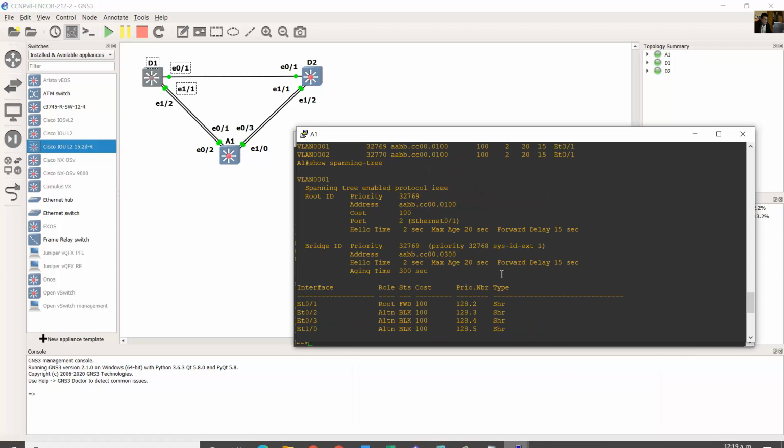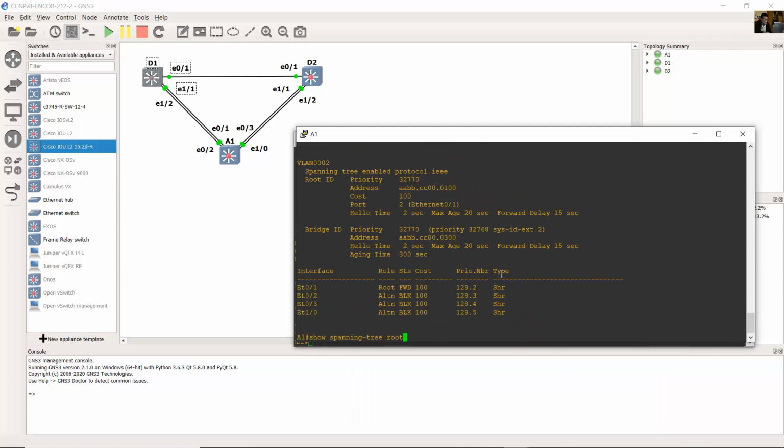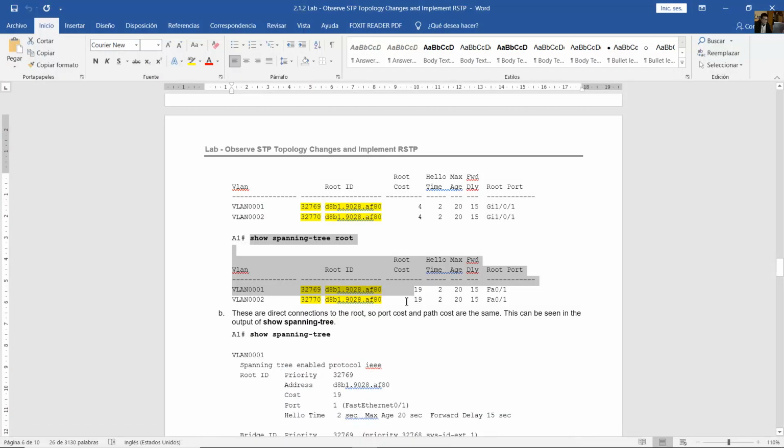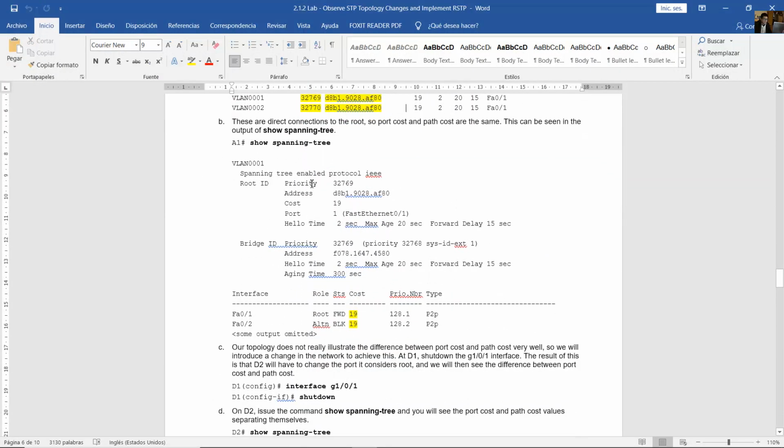And on A1, show spanning tree root, also 100. All my links are using Ethernet, okay? Only Ethernet, so that's why the cost is 100. These are direct connections to the root, so port cost and path cost are the same. This can be seen in the output of show spanning tree.